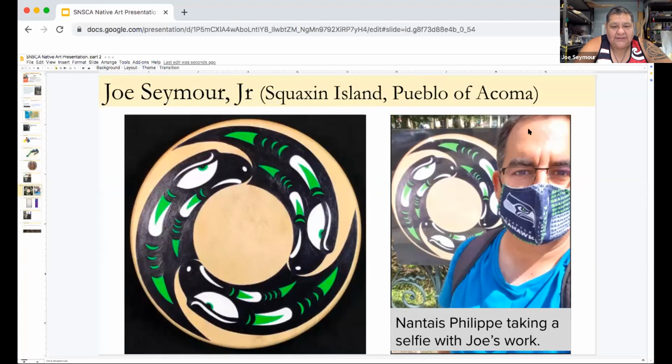And that piece there is on an 18-inch drum. The drum, I've been making drums since 2003, since my first canoe journey in the waters around Puget Sound and British Columbia, Canada. Tribes participate in annual journeys with traditional dugout canoes. I've been a participant for Squaxin Island since 2003.